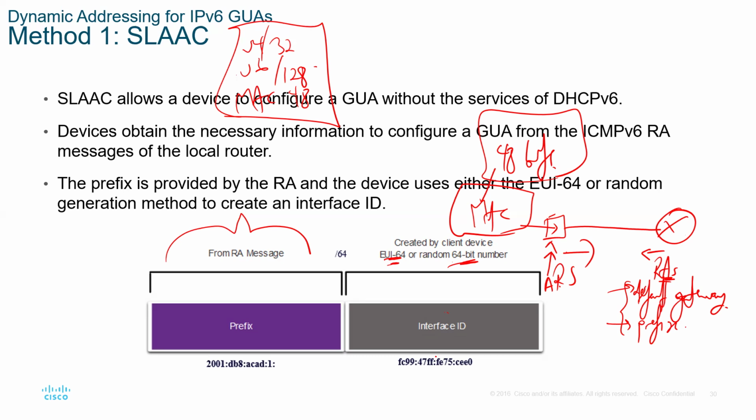So where do you use Slack and only Slack in a network? We use it if we have a very small network where we don't have the need to use DNS, for example, where we don't have the need to use any other extra information in that network. So this one is very useful, very easy. Does not need a server.